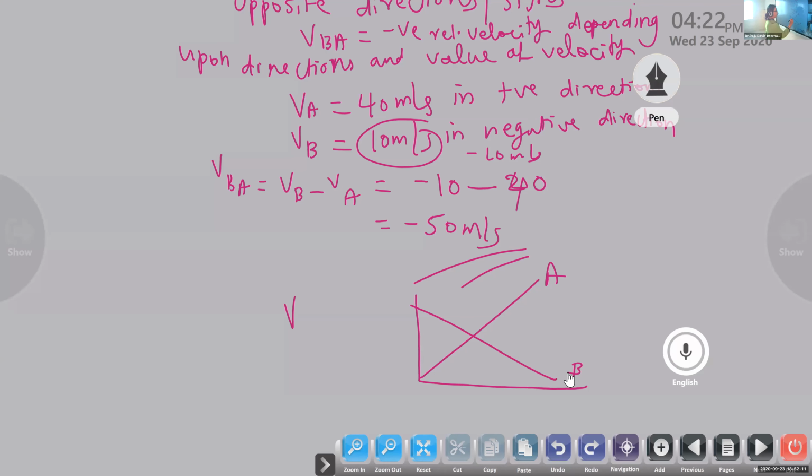This is not collision, just meeting. Just like one is going to Chalakudi and the other is coming from Chalakudi to Malakudi. This is decreasing velocity. This is increasing velocity. That's the picture of this statement. So that is why this becomes minus 10 and this becomes positive 40.